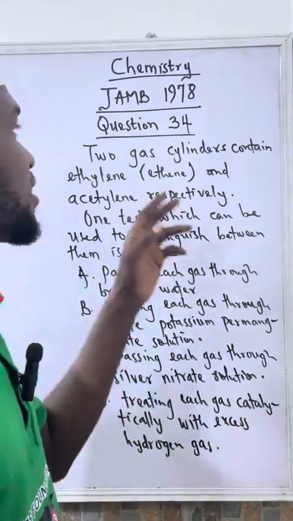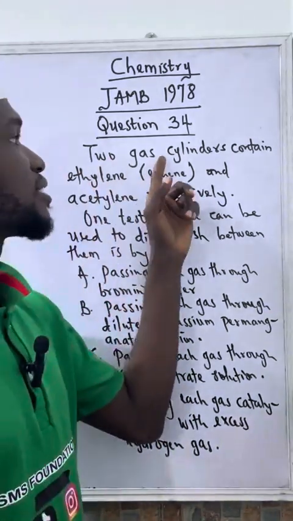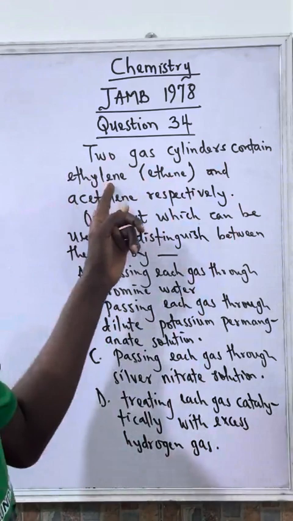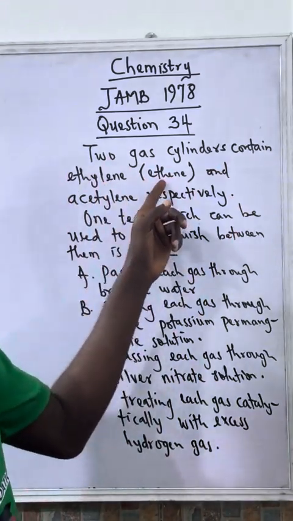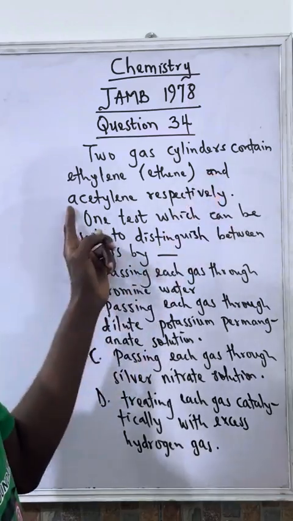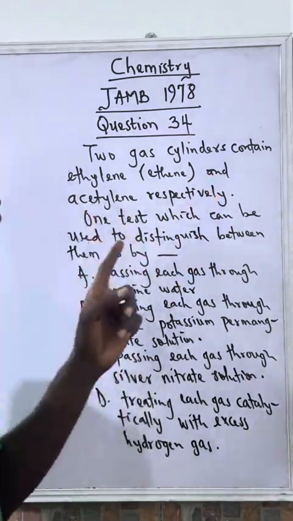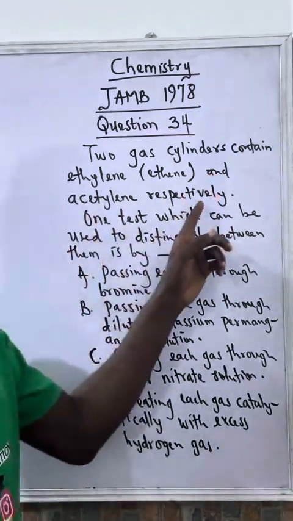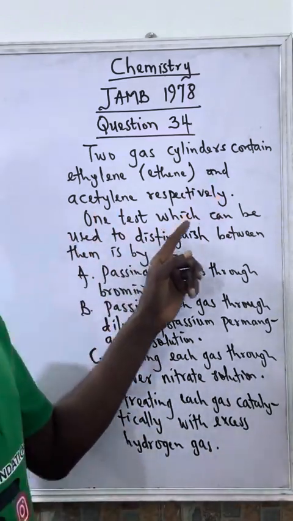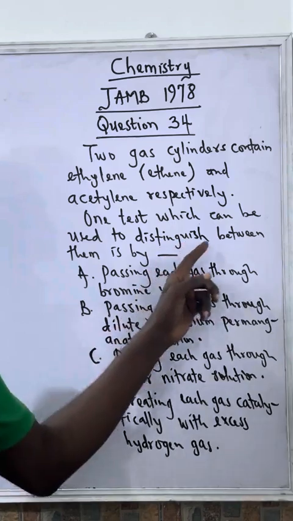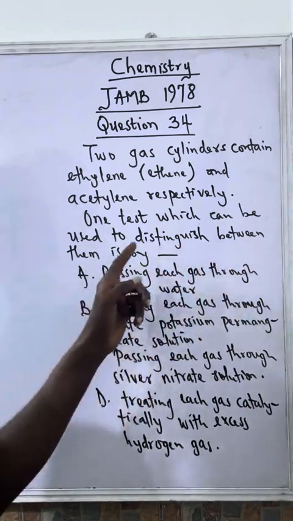All right, consider this chemistry question. Two gas cylinders contain ethylene, which is also known as ethene, and acetylene, which is also known as ethine, respectively. One test which can be used to distinguish between them is by dash.